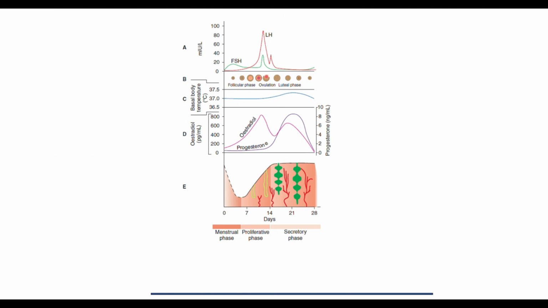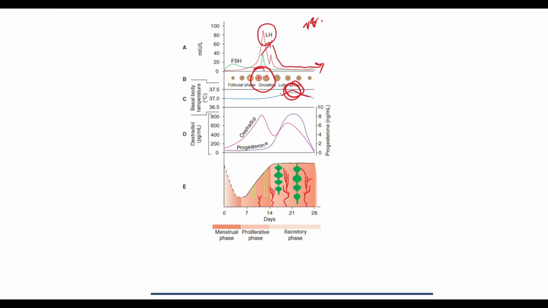Now you can draw a graph. Now, as you see, at the ovulation phase, the luteinizing hormone and FSH are at peak. As the progesterone levels increase, they start to decrease. The body temperature also increases in the luteal phase.